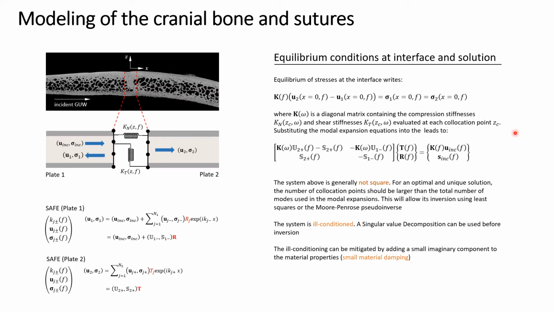To find R and T for each guided wave mode and for a given incident wave field, we require that the boundary stresses along this boundary and along this boundary must be equal, which translates into this equilibrium equation in which we can substitute the two modal expansion equations. And that basically brings us to a system like this one, which we can solve for T and R in a least squares sense.